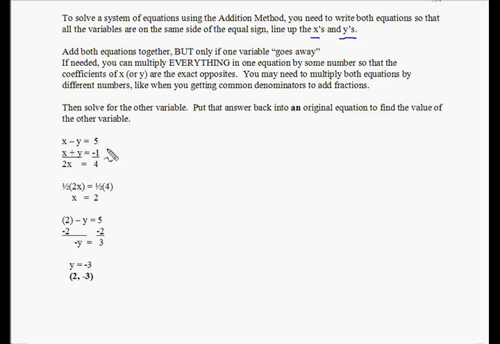Here's a worked out example. The two equations were x minus y equals 5 and x plus y equals negative 1. If I add the two equations together, the y's go away. I solve for x and get 2.